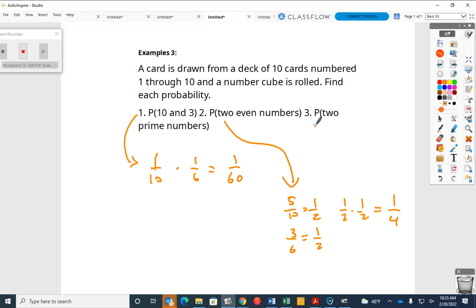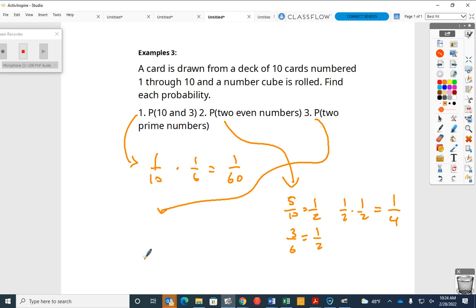Okay, and then this last one, try to follow the arrow, sorry. Okay, 2 prime numbers. Okay, so if I go through numbers 1 through 10, how many of those are prime? 4. 1. Let's think about this. 1 is considered neither prime nor composite, so we're not going to count that one.